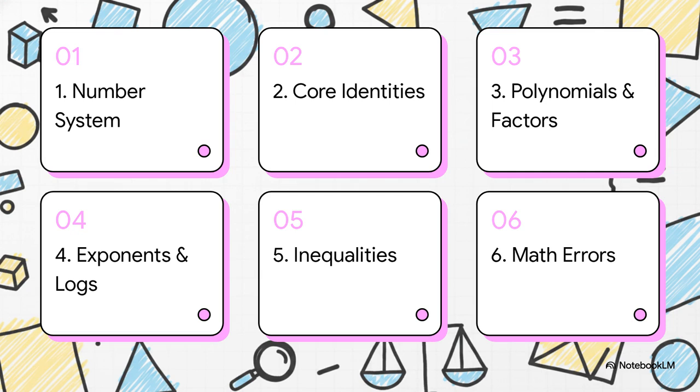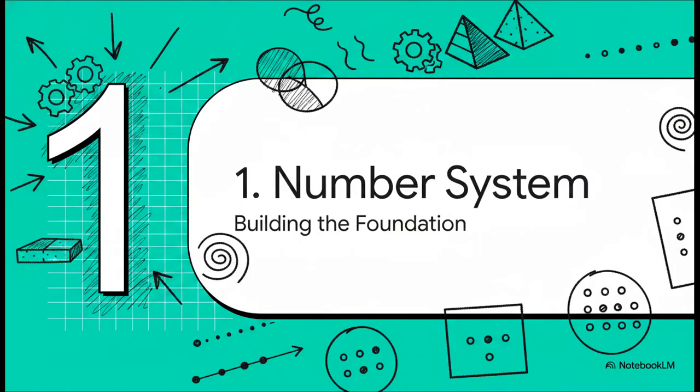We're going to quickly cover 1. Decoding the number system. 2. Core algebraic identities. 3. Polynomials and factoring. 4. Exponents, radicals, and logs. 5. Mastering inequalities. And finally, 6. Avoiding common math errors. Okay, kicking things off with Section 1, decoding the number system, building the foundation.